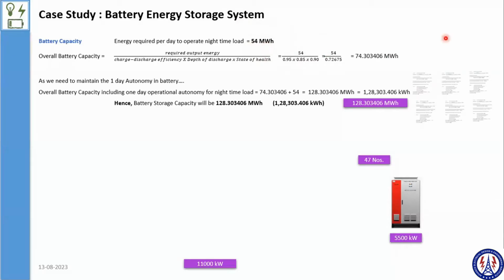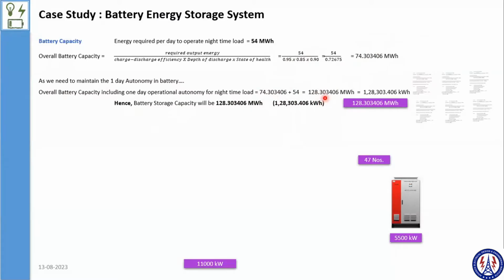So this is for 1 day, and they asked us for 1 day autonomy. Means if I am not able to charge the battery for 1 day, it should power my plant without any failure. So you need to sum another capacity. This is your base capacity that you calculated here, and an additional 54. Why? This is the energy you need to draw out on the next day. Correct?